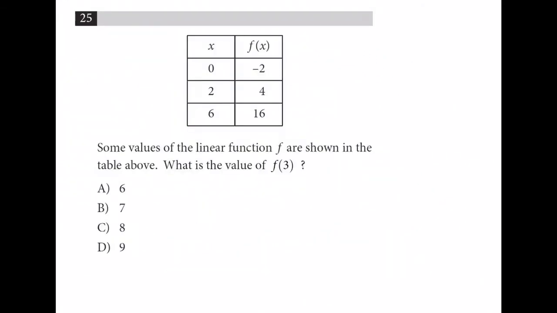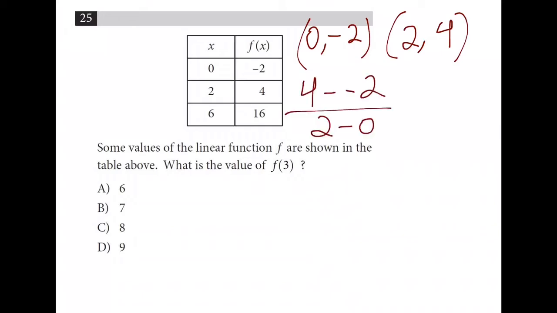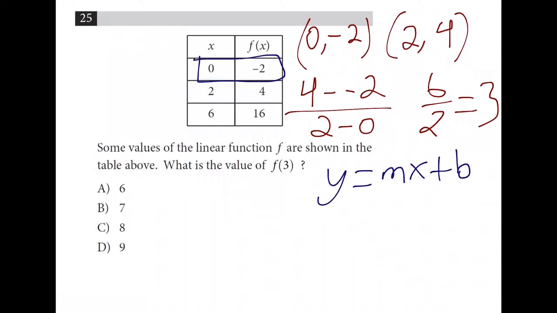25. Some values of the linear function f are shown in the table above. What is the value of f of 3? Since this is a linear function, we can choose any two coordinates and use the slope formula, y2 minus y1 divided by x2 minus x1. And we can identify here that our slope is 3. So let's use this first coordinate, 0, negative 2. Let's use our slope of 3 and plug them into y equals mx plus b.